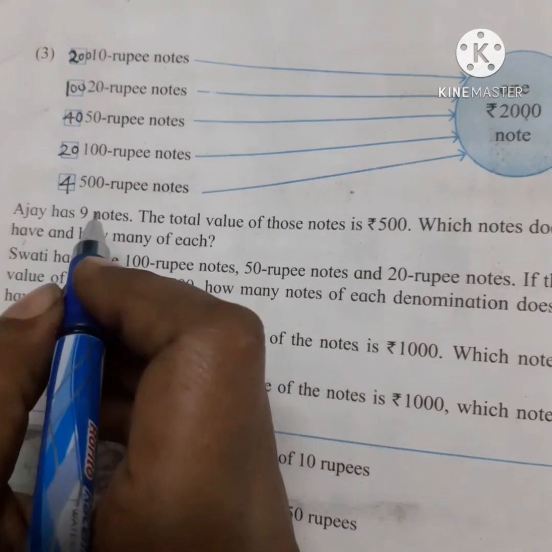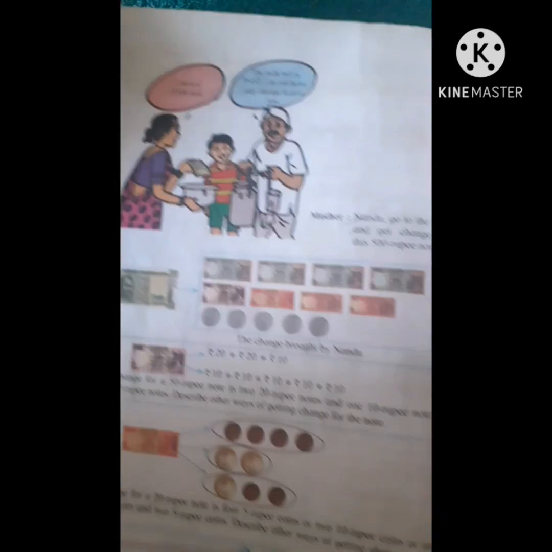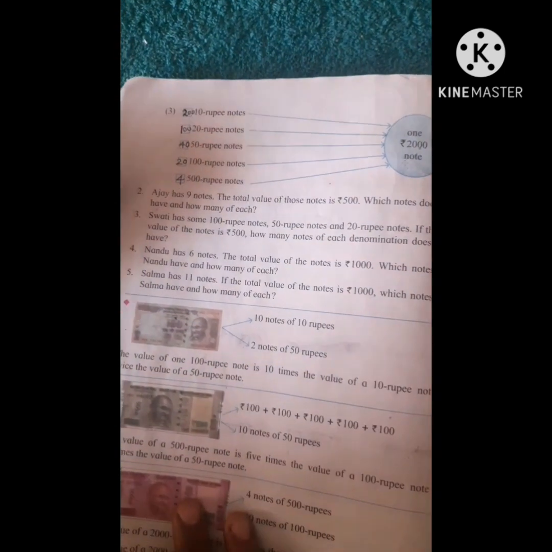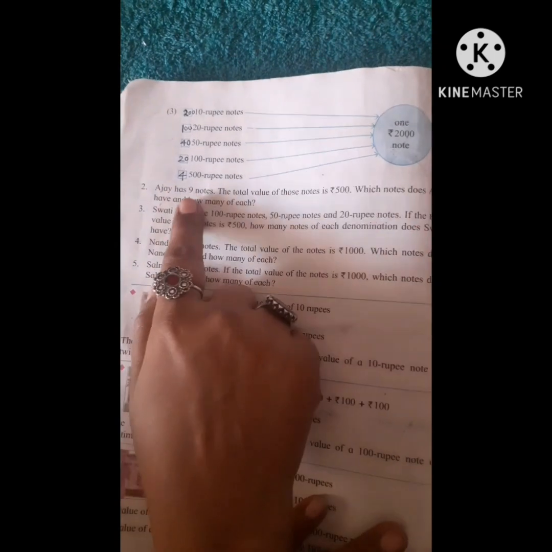Clear? Okay. After completing this part, exercise question number 1, write the correct number in the square. First, second and third, till here you have to write in your textbook only with a pencil. And after that, the second, third, fourth, fifth, these 4 questions you have to write in your maths notebook. Clear? So take your maths notebook.